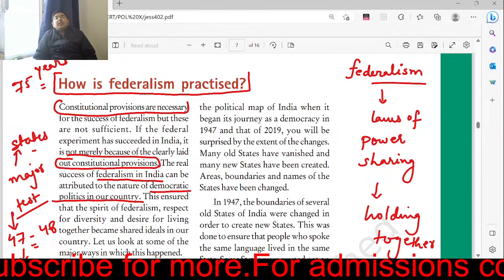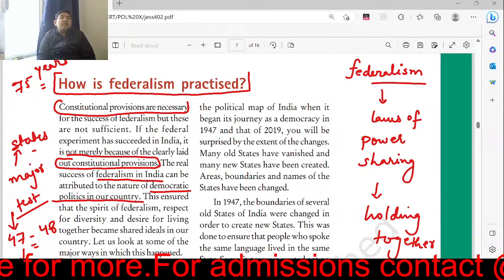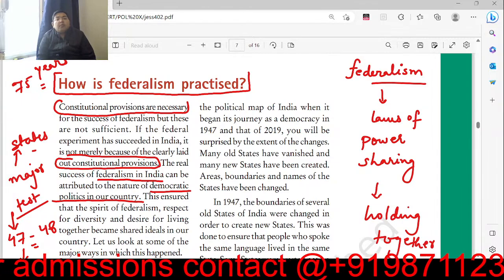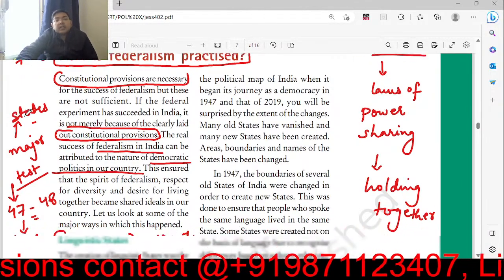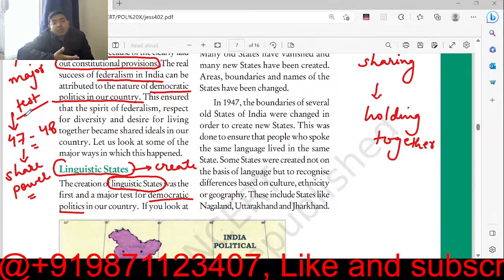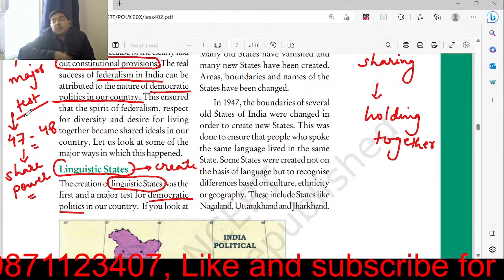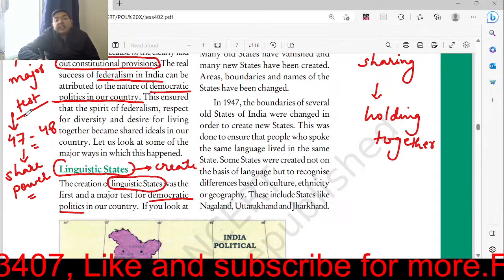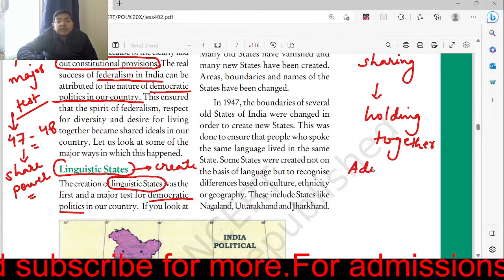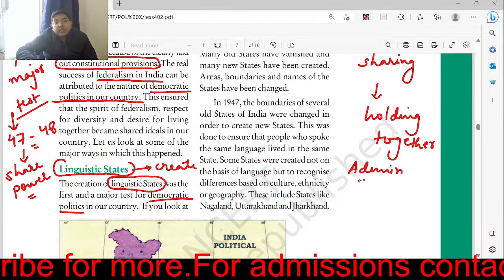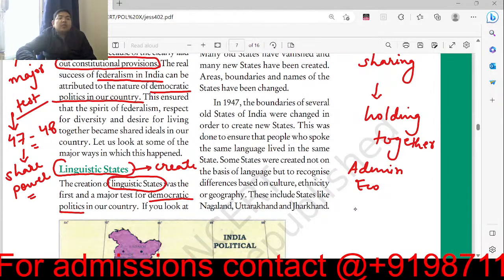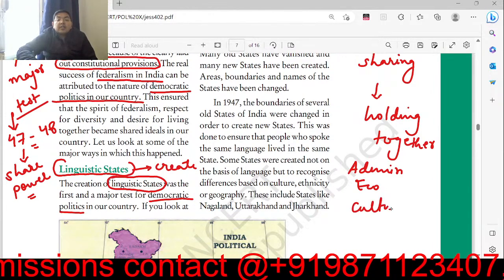Now, one of the reasons for state creation was to ensure that everybody feels part of the process. The foremost challenge in front of our leaders at that point of time was how to decide how the states should be created. What will be the mechanism? Should we make states as per administrative convenience, or look at the economic balance, or should we give importance to culture and languages?